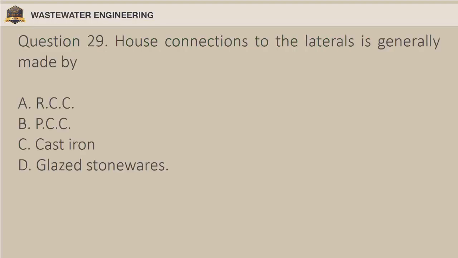Question 29. House connections to the laterals is generally made by A. RCC. B. PCC. C. Cast iron. D. Glazed stonewares.